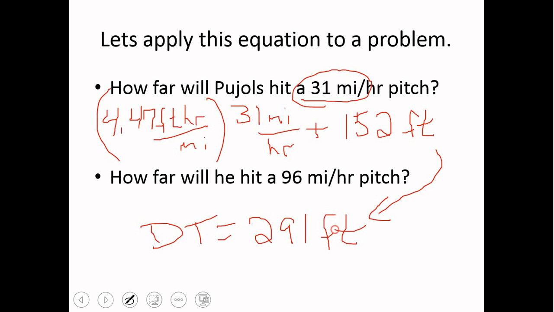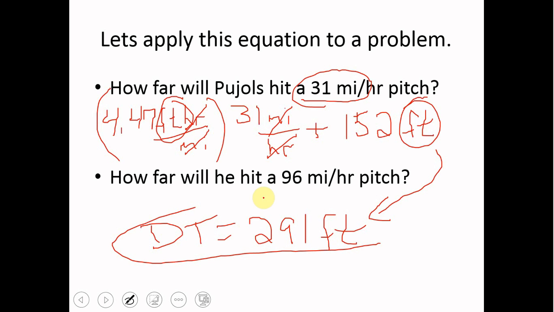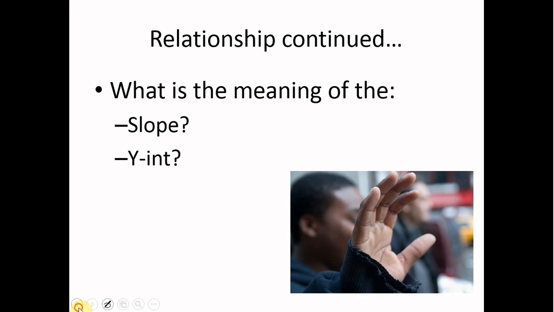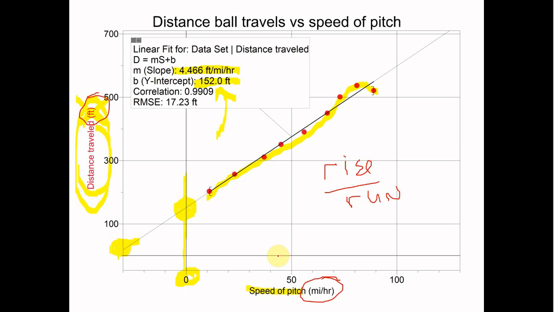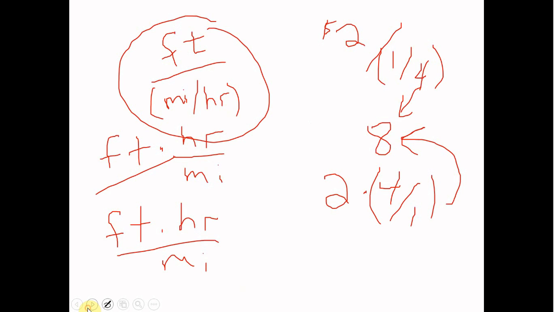Now let's look at our units. I always make sure units work out. So we got hour cancels, mile cancels, mile cancels. So we're left with feet plus feet. And so that works out like that. So 291 feet. So we can actually check that on the graph to see if that makes sense in reality. And so here's 50 right down here, so that'd be 10, 20, 30. So 31 is somewhere approximately in here. Yeah, that's pretty close. That's what the equation is. It's an estimate for where you think he would hit it. It's a pretty good estimate as well.